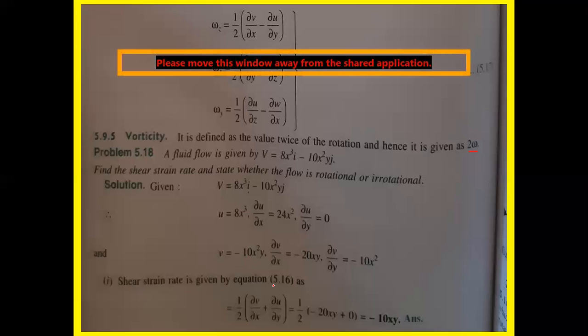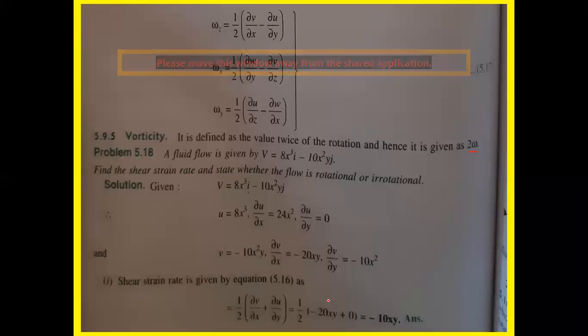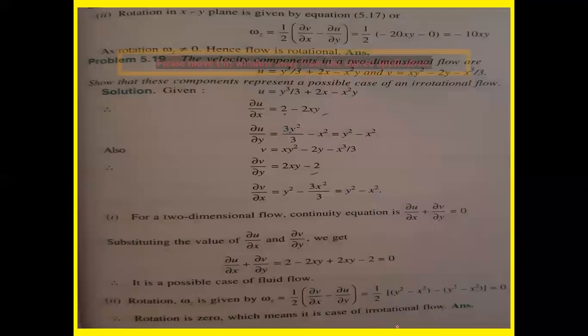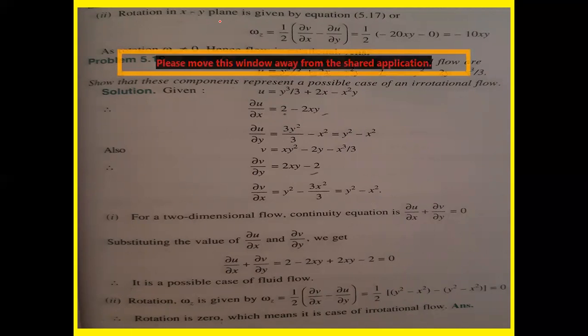The shear strain rate is given by the equation half dou v by dou x plus dou u by dou y, which is half of minus 20xy plus 0, that is equal to minus 10xy. Next, rotation about the z axis, with the equation wz equal to half dou v by dou x minus dou u by dou y. After substituting these values, half of minus 20xy minus 0, that is equal to minus 10xy. Right?